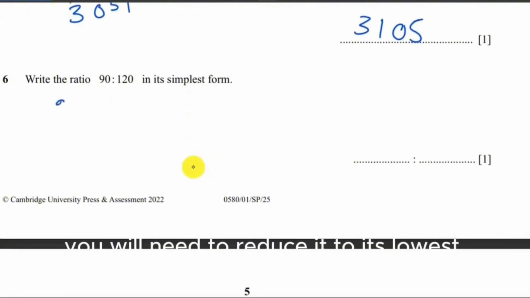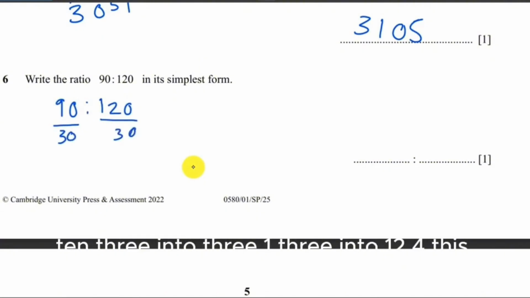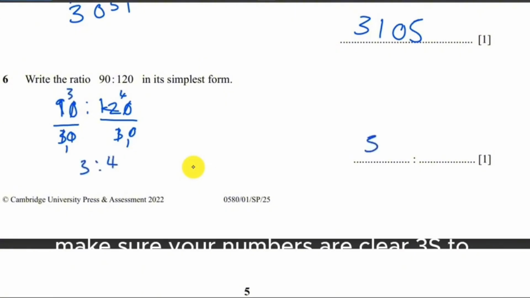Write down the ratio 90:120 in its simplest form. So this one you need to reduce to its lowest terms by dividing using common factors. The highest common factor between these two numbers is 30. I'm going to divide both numbers by 30. 90 divided by 30 is 3, 120 divided by 30 is 4. So it's 3 is to 4. So here our answer is 3 is to 4. Make sure your numbers are clear, so that whoever is marking doesn't have confusion over what you've written.